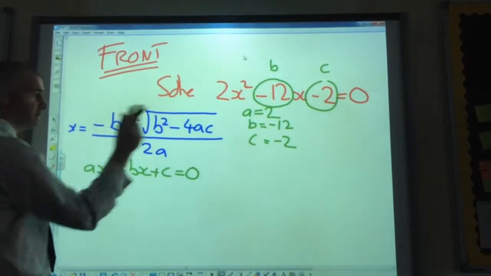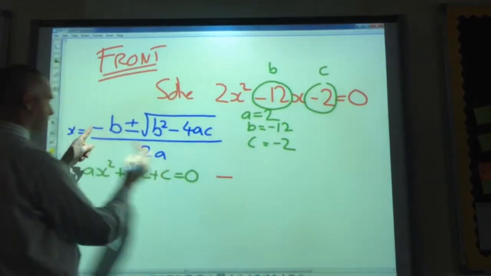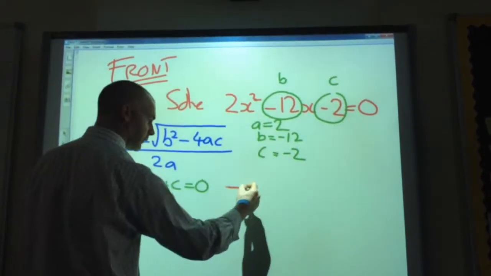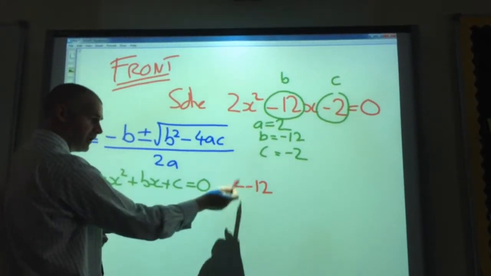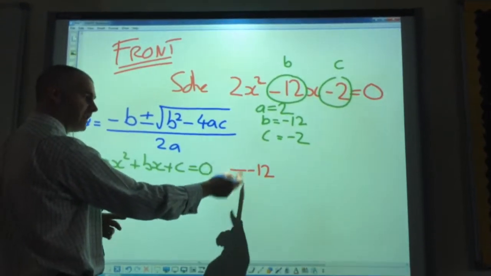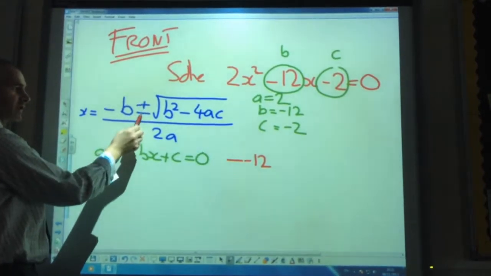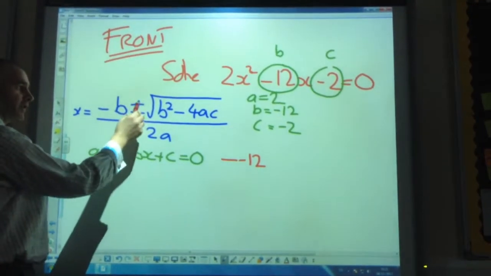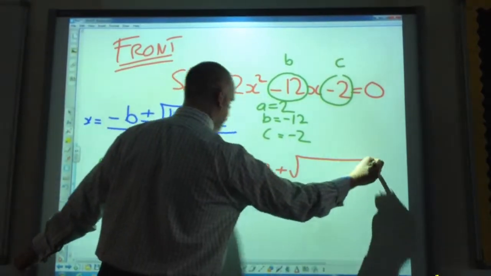So the first one, it says minus b, so you write minus from the minus that is there, then you write b, which is minus 12. So it's minus 12, which does become plus, but there's no point in writing it in case you make a silly mistake, so just write minus. There are two answers to quadratics, so you get a plus and a minus. Take the plus first, so just write plus down, then you do a square root.